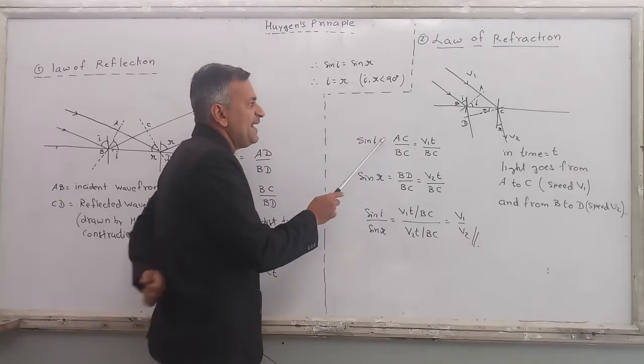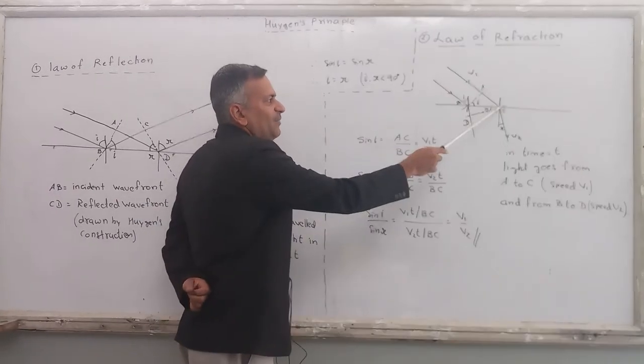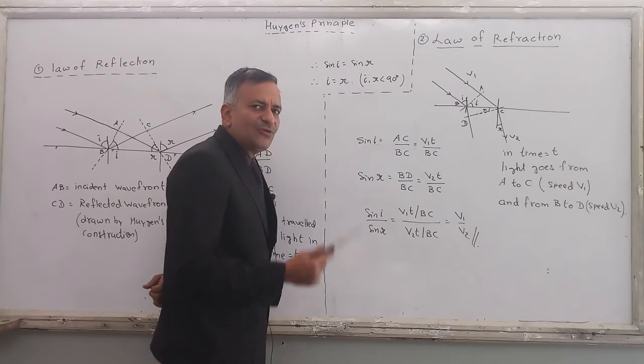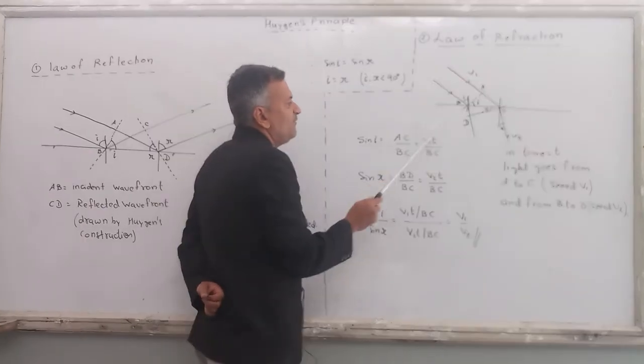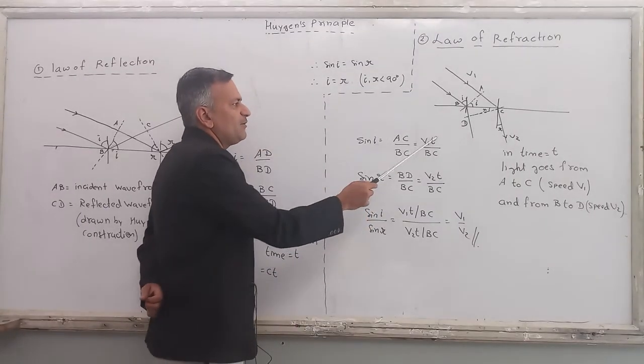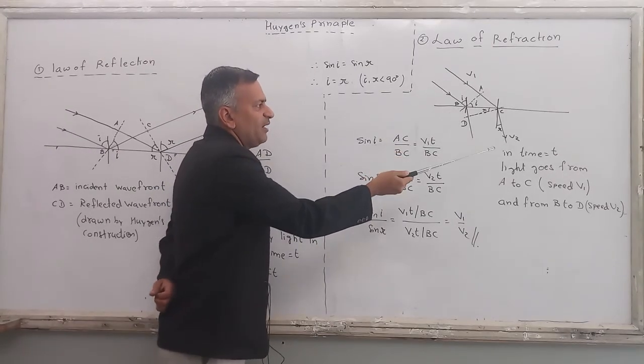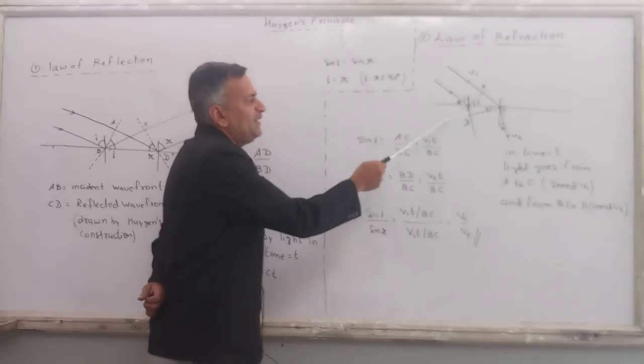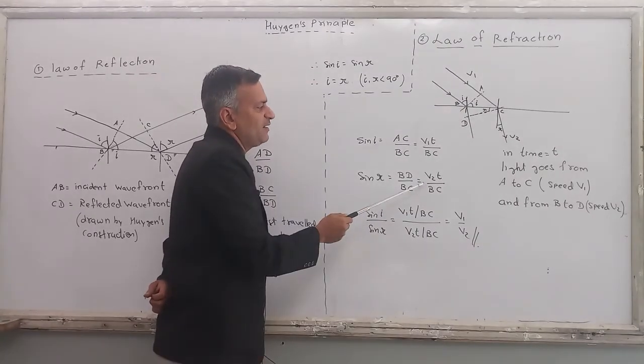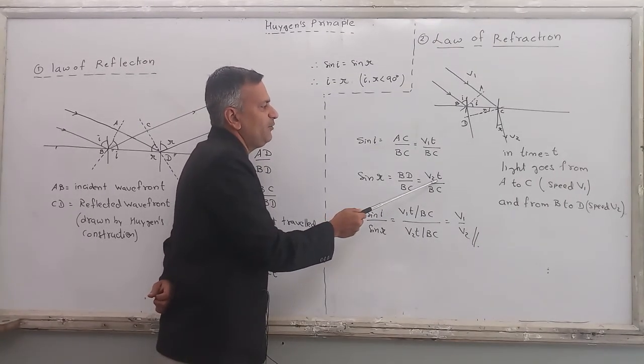So what is AC? It is the distance traveled by the light. What is distance equal to? Speed into time. What is the speed? V1 and time is t. So AC is equal to V1t. Similarly, BD is what? It is the distance traveled by the light in the second medium, which is equal to speed into time, that is V2 into t.